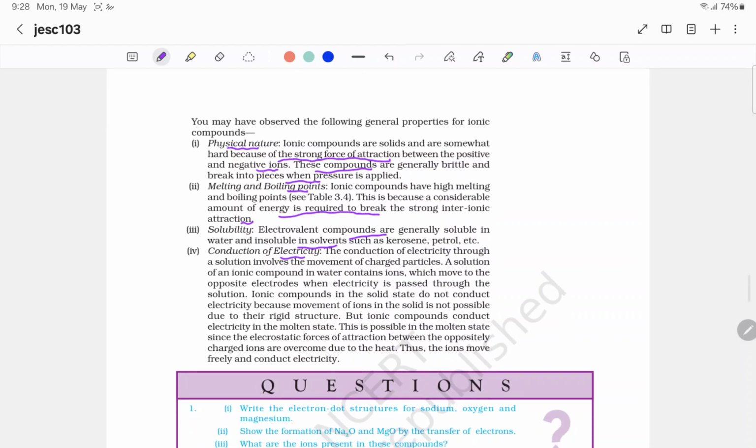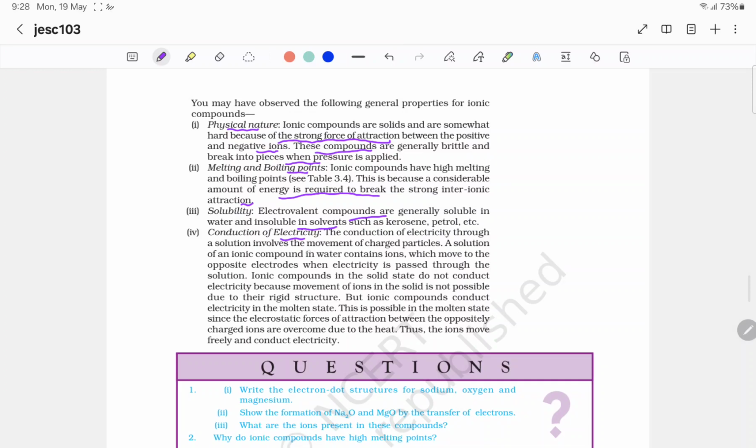Conduction of electricity. Conduction of electricity through a solution involves the movement of charged particles. A solution of an ionic compound in water contains ions which move to the opposite electrodes when electricity is passed through the solution. Ionic compounds in the solid state do not conduct electricity because movement of ions in the solid is not possible due to their rigid structure.